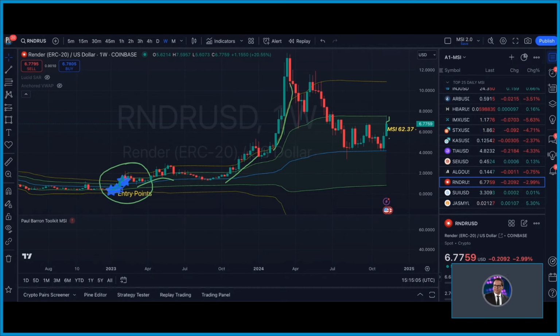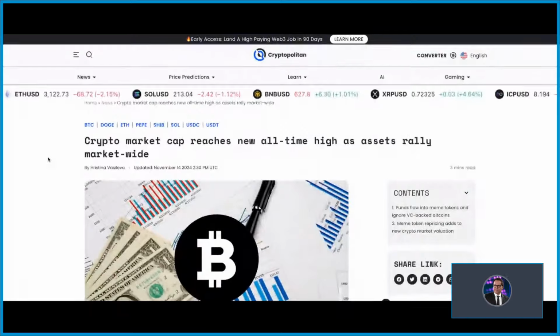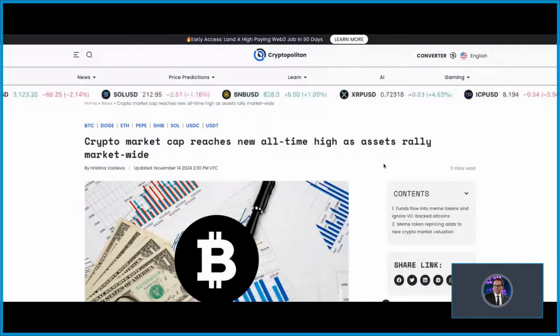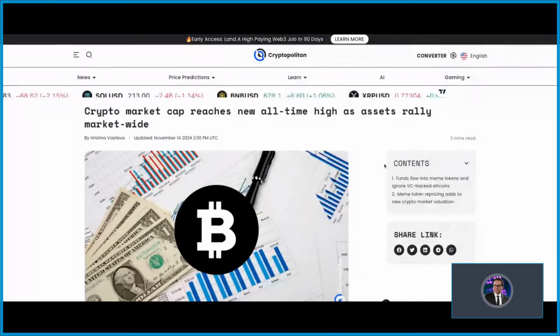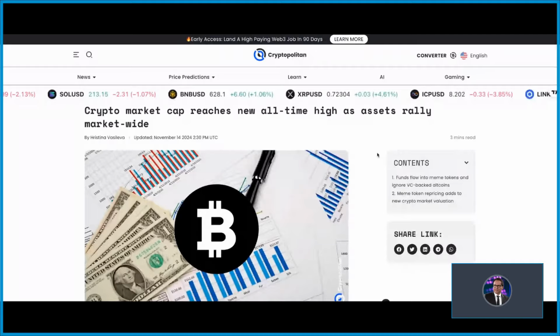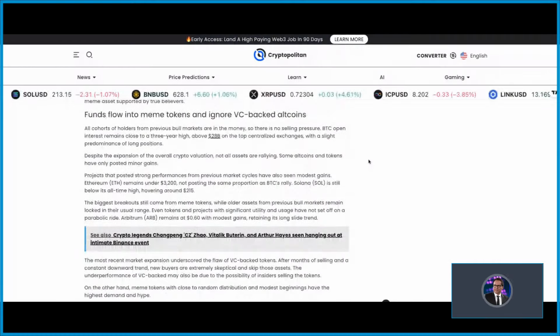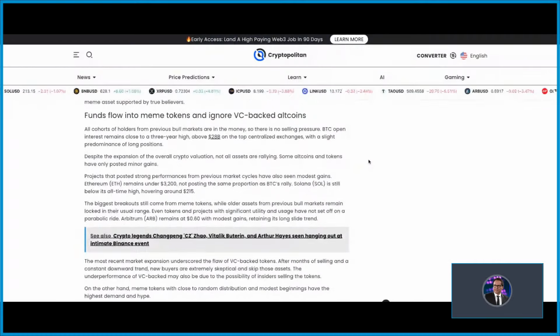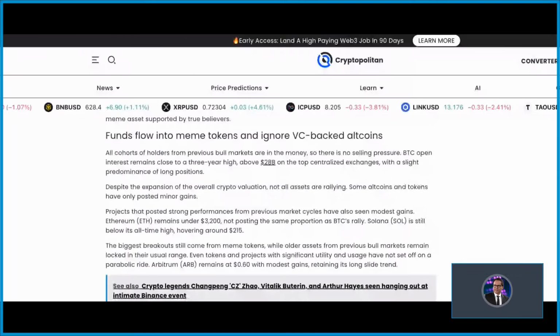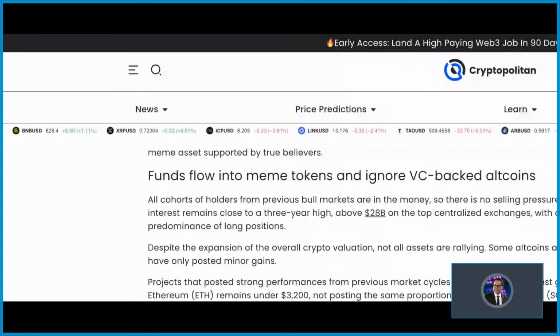I get it. But that's something that I think is going to continue to move along with the rest of the market. The other thing that plays into this, of course, is the overall market itself. Crypto market now is reaching an all-time high as assets all rally market-wide. And there's a few points within this that I think many people are looking at. One, of course, is a lot of money coming back into the VC-backed altcoins. That's a big question mark that I think is going to play into it.